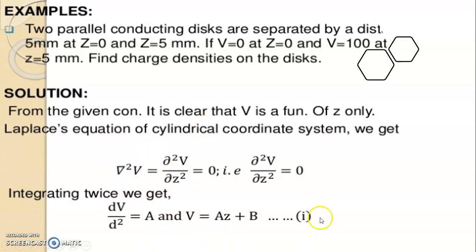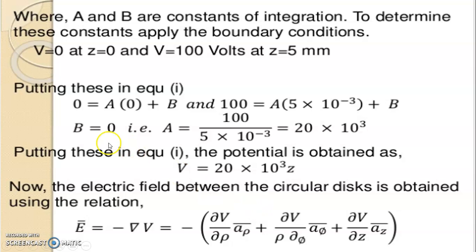Okay, now we have to find V in terms of z. Integrating first, we get dV by dz is equal to A. When we integrate again, we get V is equal to Az plus B. Now we have to apply the conditions. Put in the values. When V is equal to 0 and z is equal to 0, we put 0 is equal to A into 0 plus B. So you will get B is equal to 0.